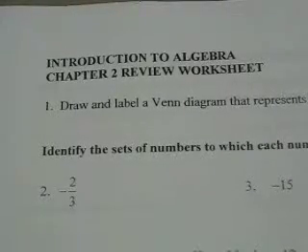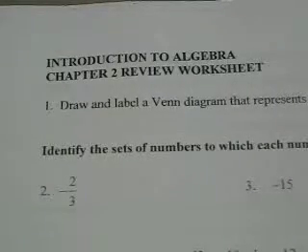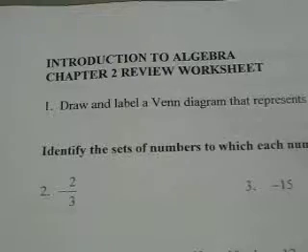This is the Chapter 2 Algebra 1 review. We're going to work the entire study guide 1 through 33. Number 1, the directions say draw and label a Venn diagram that represents the sets of real numbers.